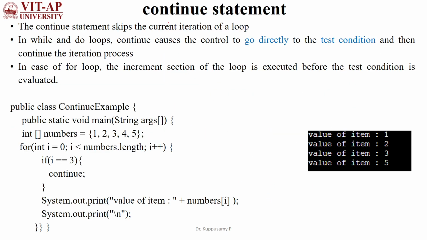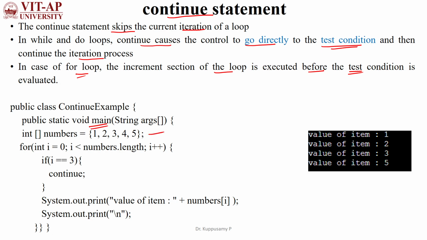And the next one is the continue statement, which is useful to skip the current iteration of the loop. In while and do loops, continue causes the control to go directly to the test condition and then continue the iteration process. In case of a for loop, the increment section of the loop is executed before the test condition is evaluated. So here one example is given.